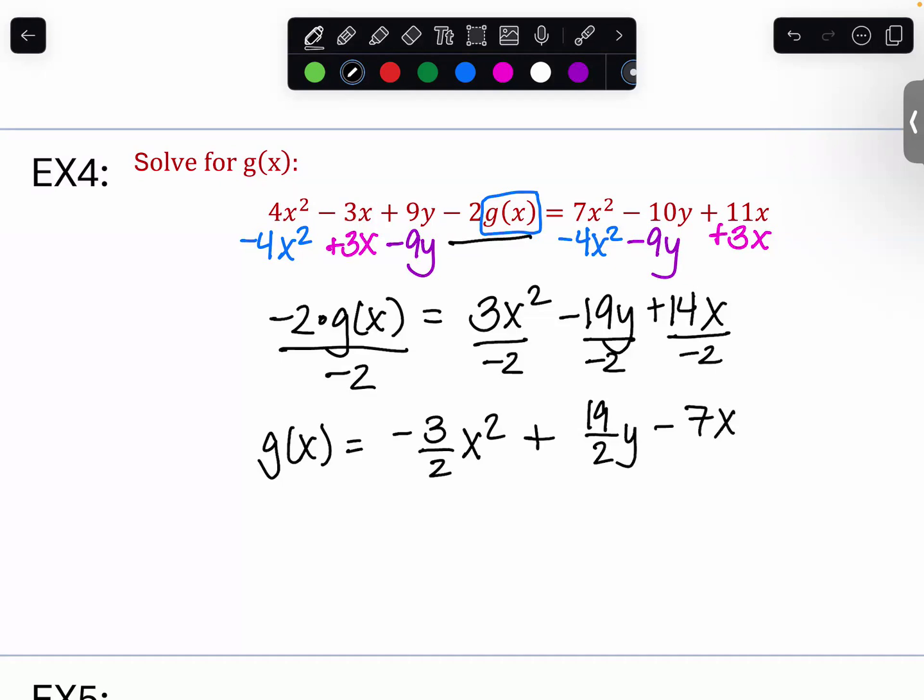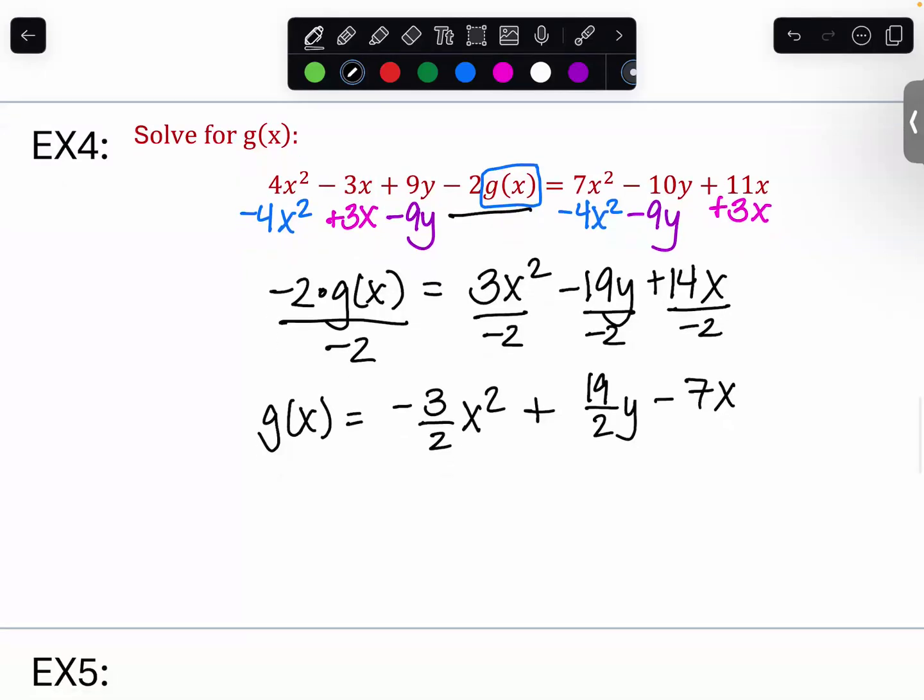In this class, it is highly encouraged that you leave answers as improper fractions. Mixed numbers, they're great if you want to use them, that's fine. But decimals, a lot of times you're going to encounter decimals not like these, where they're not nice numbers. Leave them as an improper fraction.